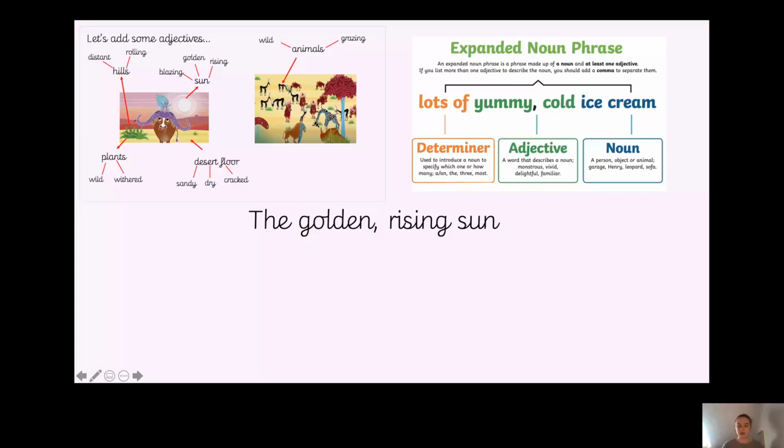Okay, so now I am going to create an expanded noun phrase for the animals. Now for the animals, I only had 2 adjectives anyway, so those are going to be the 2 adjectives that I'm going to use. So I'm going to say some wild, comma, grazing. So I've got my determiner at the beginning, some. I've got my 2 adjectives, wild and grazing, with a comma in the middle of them. And then I've got my noun, animals. Some wild, grazing animals. Okay, so there's 2 expanded noun phrases already.